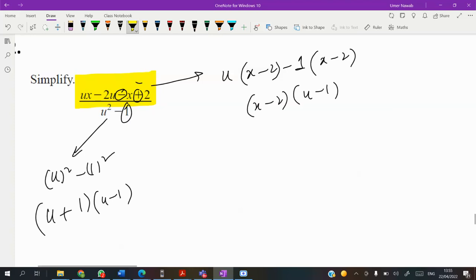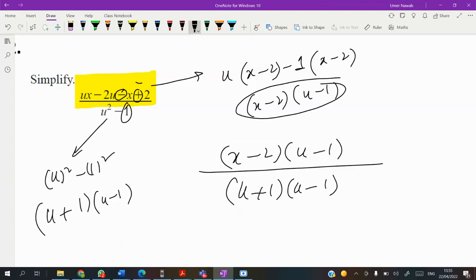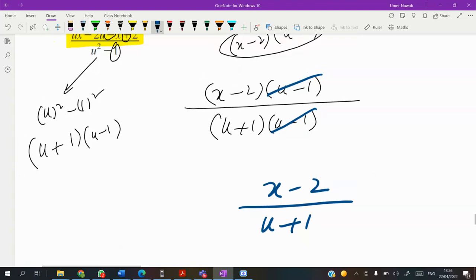Now I'm ready to write this fraction. So the numerator is written as, sorry, it's u, x minus 2 and u minus 1, the numerator, and the denominator is u plus 1 and u minus 1. As per the rule, in simplification of algebraic fractions, something has to be cancelled. So we got u minus 1 cancelled. So what is the final answer? x minus 2 over u plus 1. Let's move on to the next.